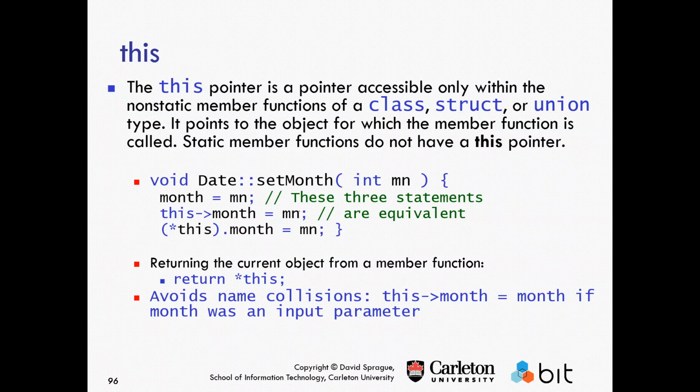You can return the current object from a member function by just returning the dereferenced this pointer, so that other people can use my object if I wanted to. It's really useful for naming collisions. This month is equal to month if month was an input parameter, right? If this is an input parameter like I had up there, the only way to set the member variable would be to call this month is equal to month. Otherwise, month is equal to month just doesn't do anything. The input parameter is equal to the input parameter.